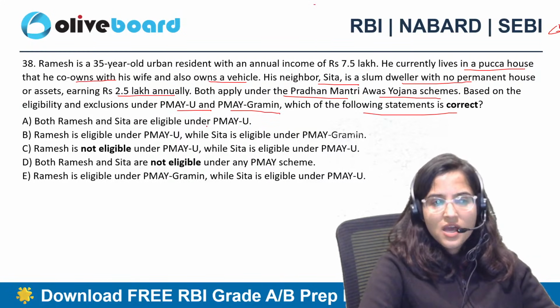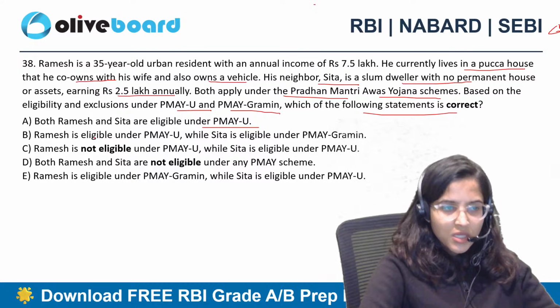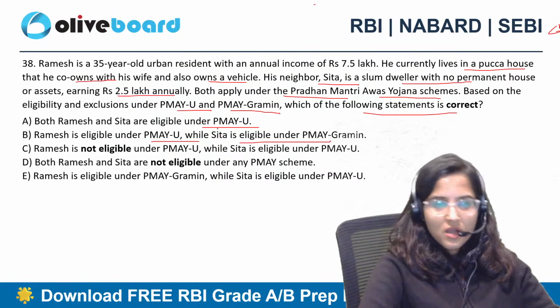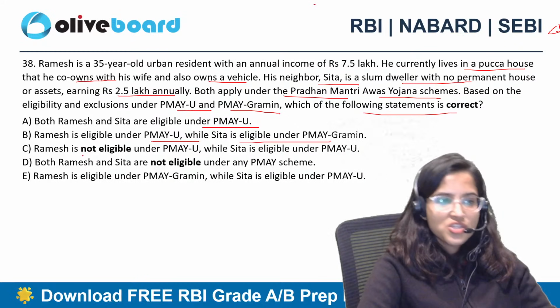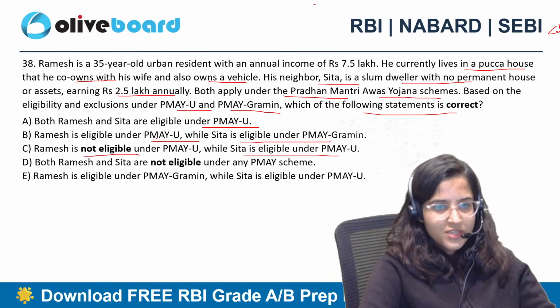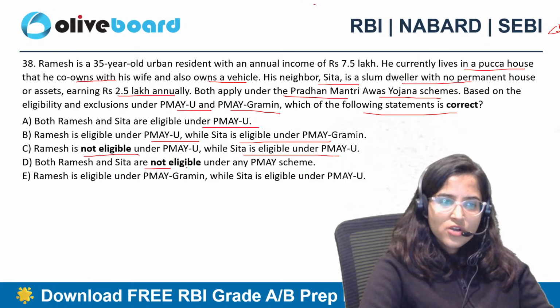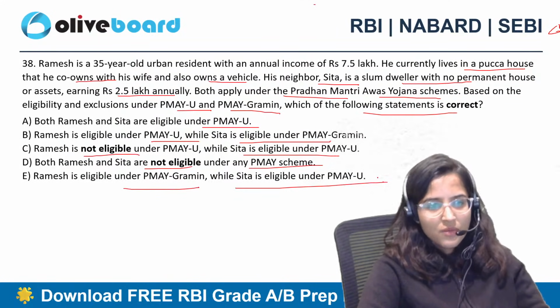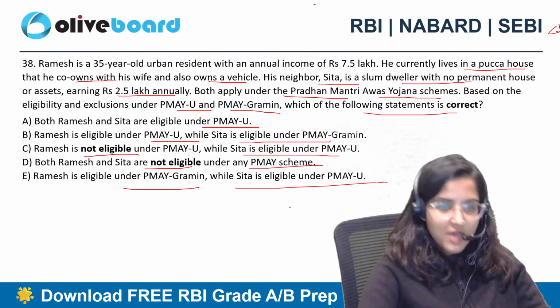Both Ramesh and Sita are eligible under Awas Yojana Urban. Ramesh is eligible under Awas Yojana Urban while Sita is eligible under Awas Yojana Grameen. Ramesh is not eligible under Urban while Sita is eligible under Awas Yojana Urban. Both Ramesh and Sita are not eligible under Awas scheme. Ramesh is eligible under Awas Grameen while Sita eligible under Awas Urban.